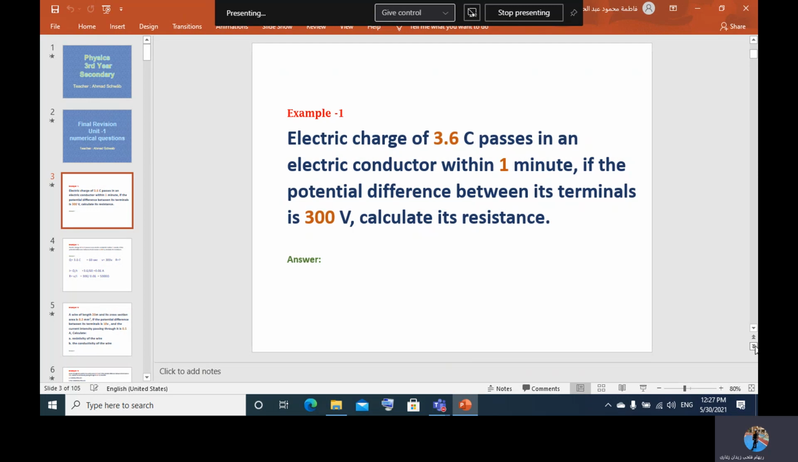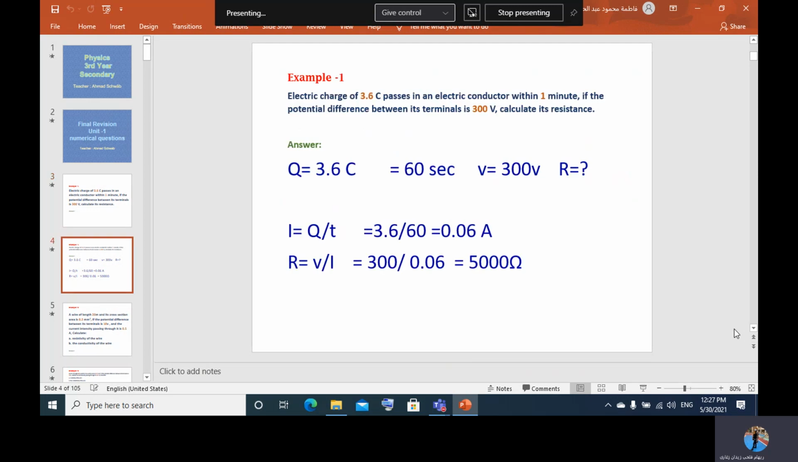So for the answer, let's now consider the points that we have. Number one, we have Q equal 3.6 Coulomb, and time equal 60 seconds. The voltage is 300 volts, and what's needed is the resistance. The first thing is we know that the electric current intensity I equals Q over T. Q is the amount of charge, and T is the time. We have Q equal 3.6, and the time 60 seconds.